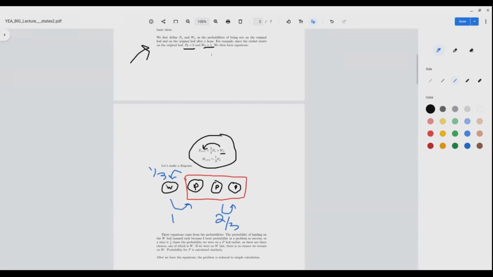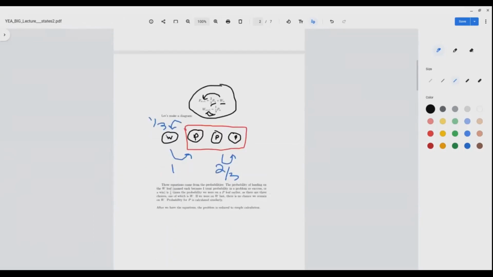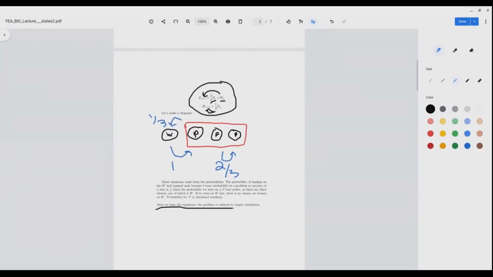And then 2/3 Pn comes from the fact that if we're on P at time n, then we stay on a P at time n+1 with probability 2/3. So if the probability we're on a P is Pn, then 2/3 of that probability is added to P(n+1). And then likewise, we have 1/3 Pn is equal to W(n+1), because you can't go from W to W, and if you're on P, you have a 1/3 chance of going to W. And now, once we have these equations, the problem is reduced to simple calculation.